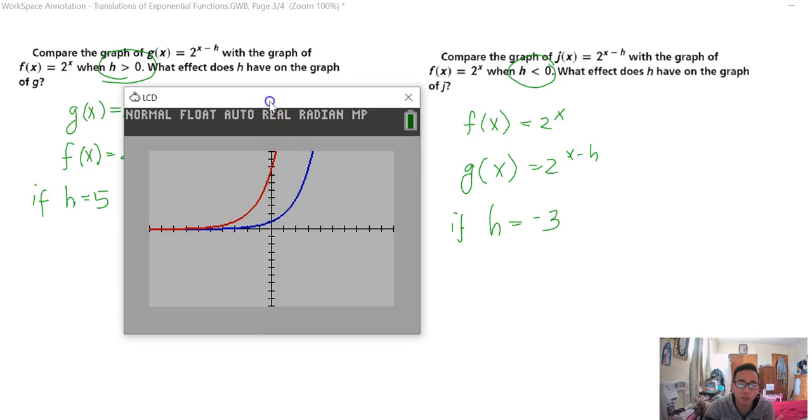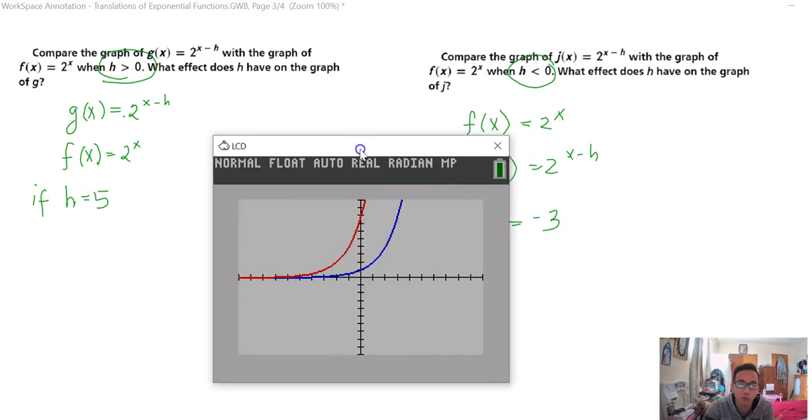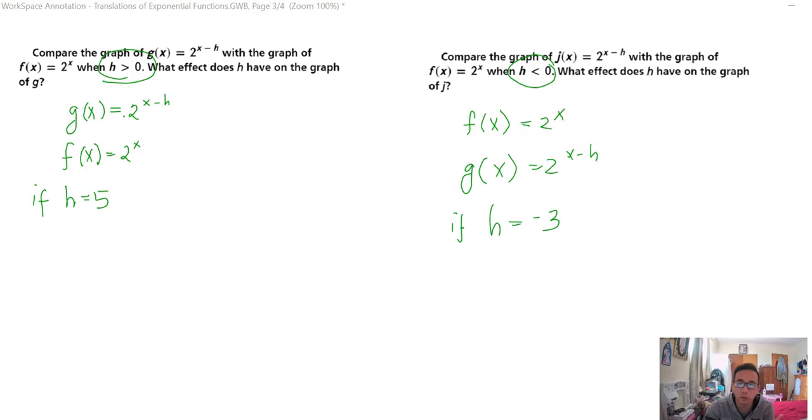So that's the difference between these two. The first one was translated 5 units to the right. And then the second one was translated to the left by 3 units.